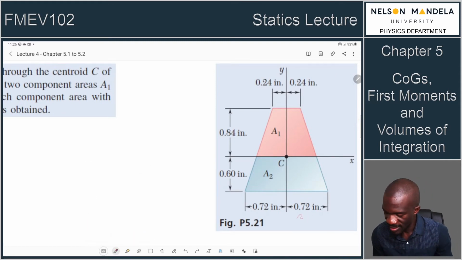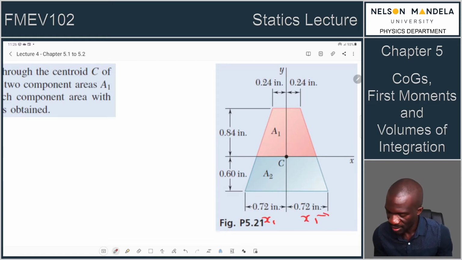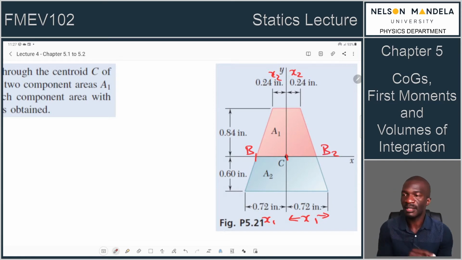These distances, let's call this x1. X1 is exactly the same, from there to there. So it's obvious here we have, let's say, x2 and x2. So it's obvious that here we would have the same distance. So if we were to call this A and C, let me call this B, and then maybe B1 and B2. Yeah, something like this.